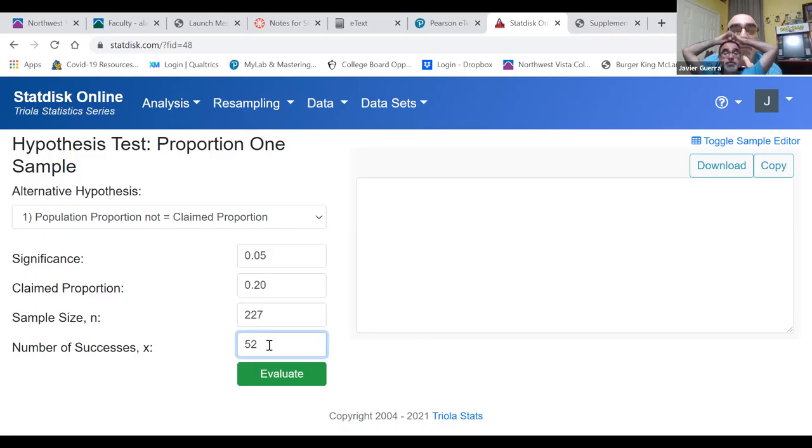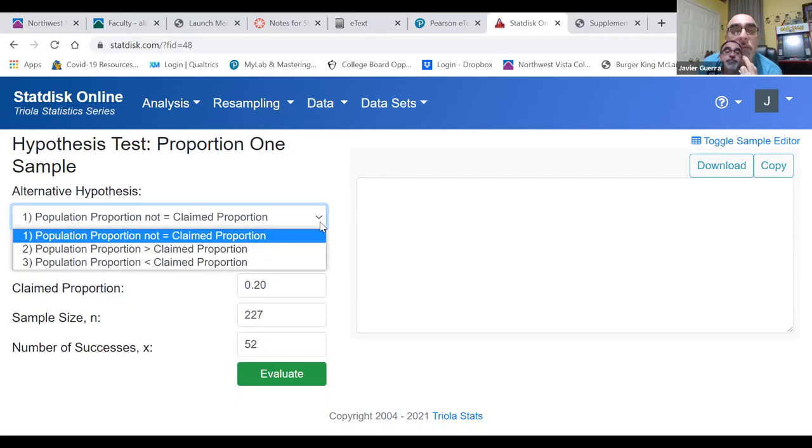Okay, you're gonna enter those numbers into Statdisk. And we're gonna have to make sure that we select the right drop-down menu button right above where it says significance, right? If you click on it, you're gonna have three choices. One, two, or three. You choose the one that you have for your H1. Whatever your H1 symbol is, that's the one that you select for this drop-down menu. It's always the H1 symbol. Whether there's a star on it or not, you always select whatever the H1 symbol is. So our H1 symbol had a greater than, so I'm going to select the greater than.